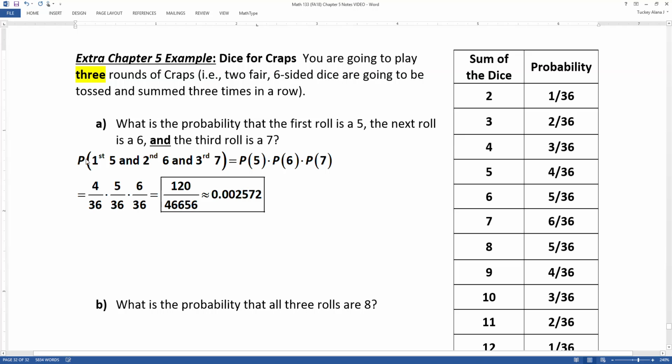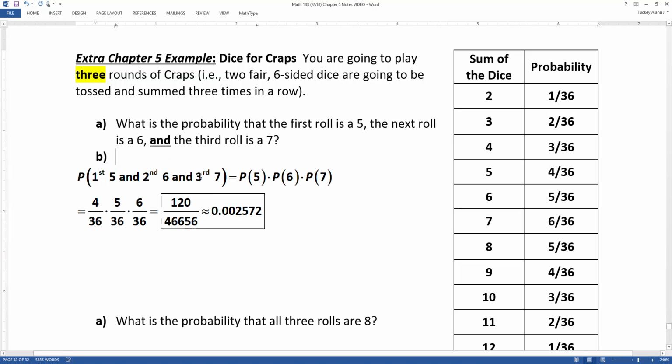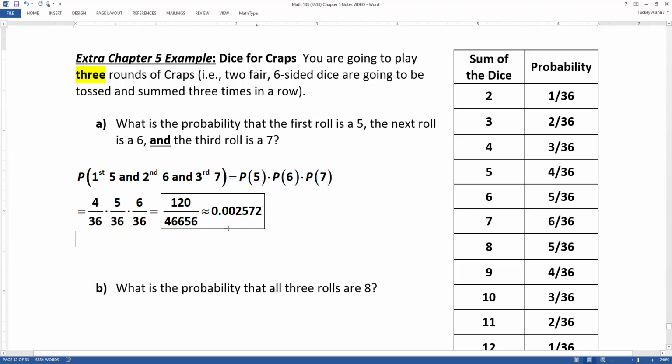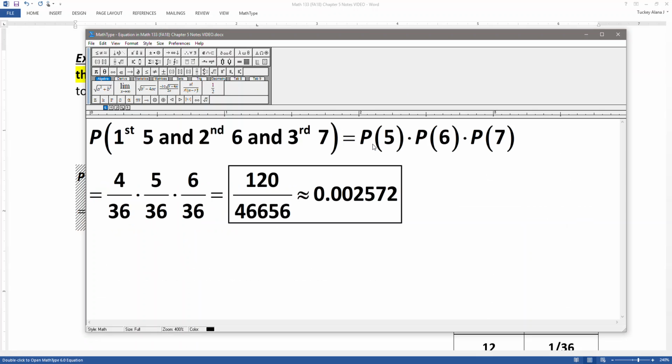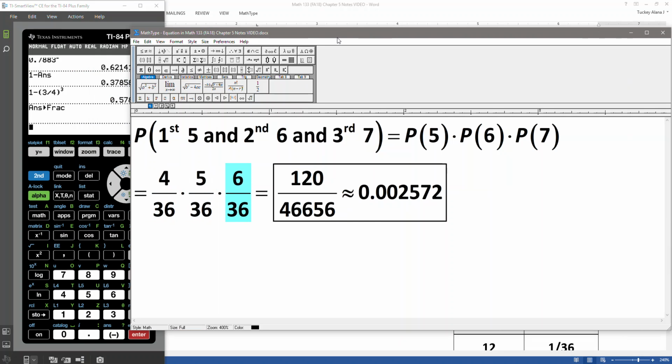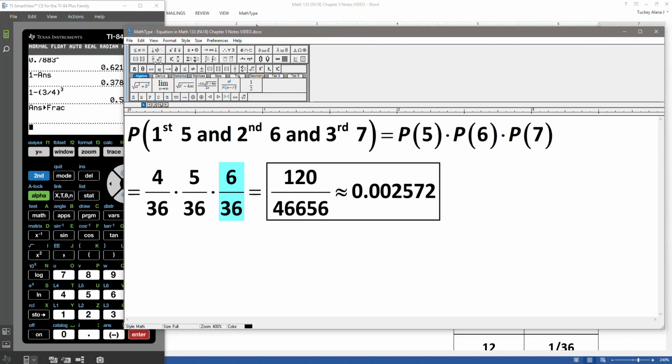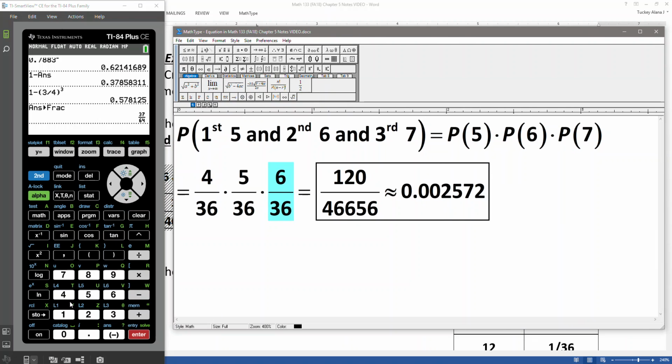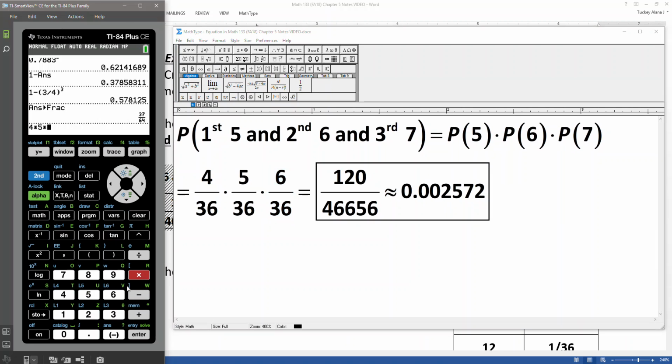I'm going to take the probability of the first one being a 5, multiply it by the probability of the next one being a 6, and then multiply it by the next one being a 7. The probability of 5 is 4 out of 36, the probability of 6 is 5 out of 36, and the probability of 7 is 6 out of 36. And that would give me 120 over 46,656, excuse me. I did that by doing the numerator and denominator separately: 4 times 5 times 6, and so on, and then 36 to the third.